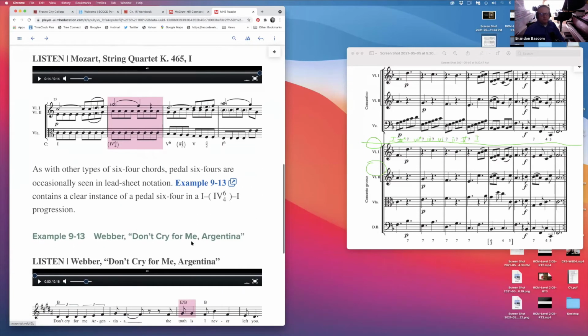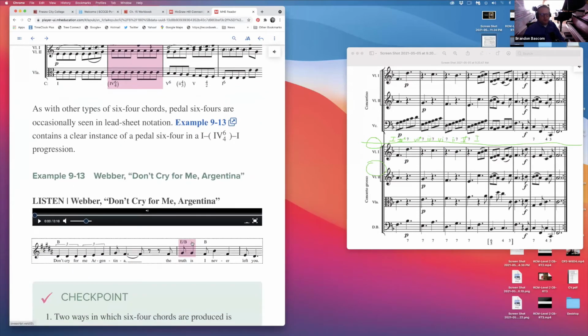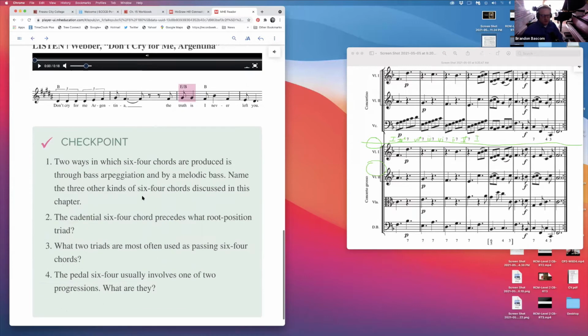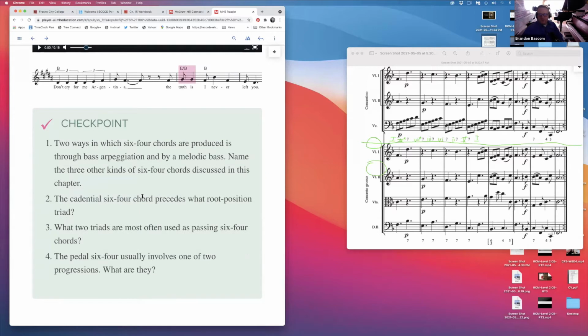All right. We heard Don't Cry For Me, Argentina. We learned what slash chords are, even though they don't fully know what slash chords are because they don't implement them very well in this text. Are we recalling all this? All right, let's go through the checkpoint. You never know, one of these questions just might show up on the exam.